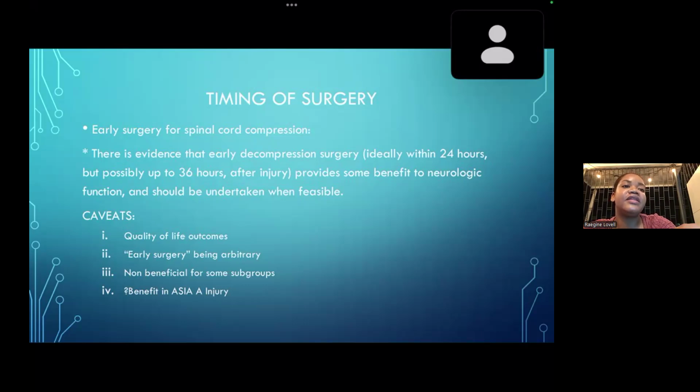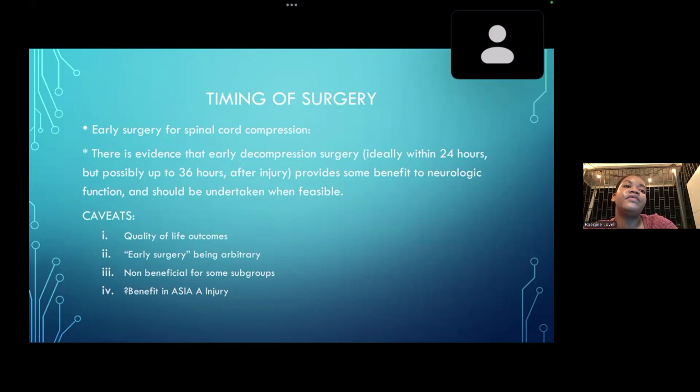Caveats to this include that it doesn't take into account the functional ability or the quality of life of the patient. It only takes into account the scores or the grading scales. Also, the 24-hour cutoff for early surgery is arbitrary, and it is unknown if super early or ultra early, like less than 8 or 12 hours decompression would be even better. These studies also give no guidance as to what constitutes adequate decompression.